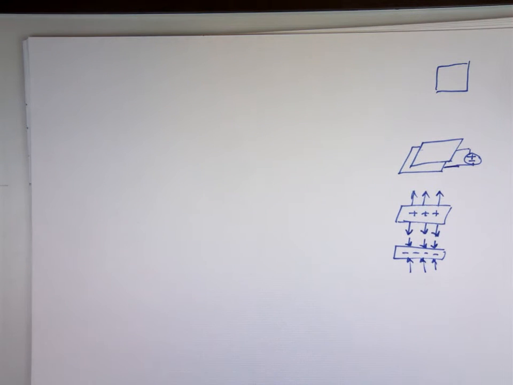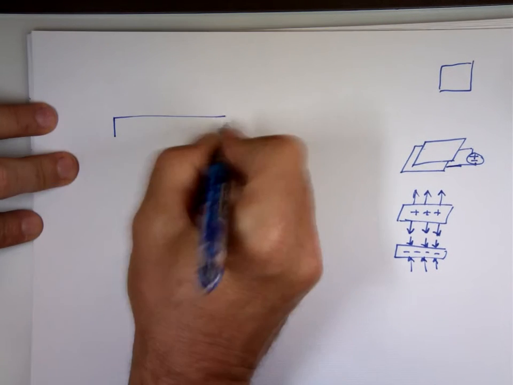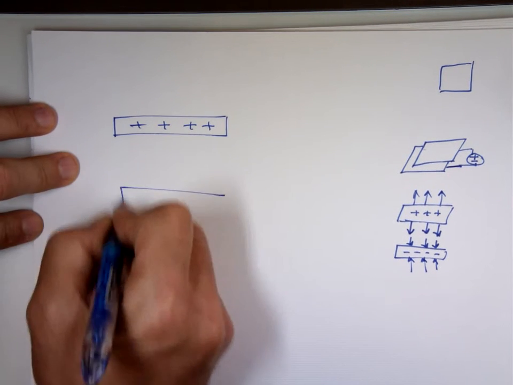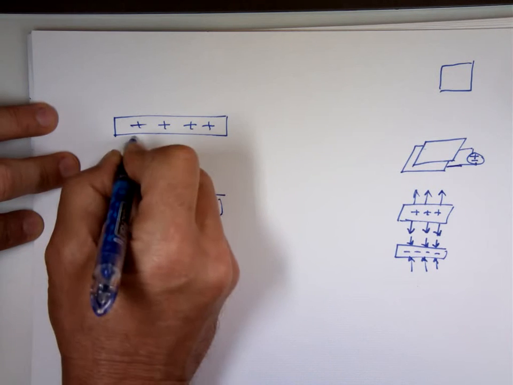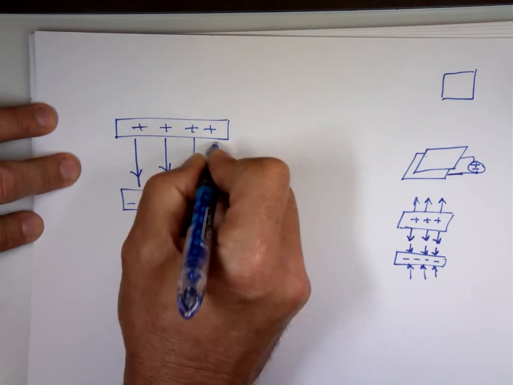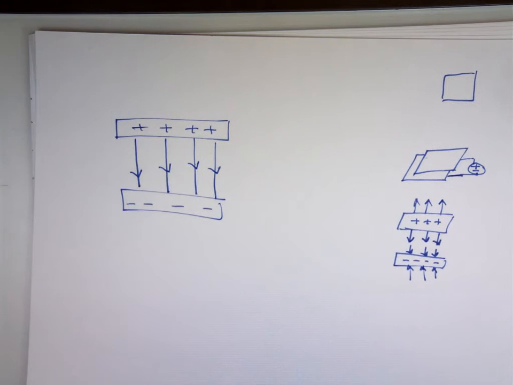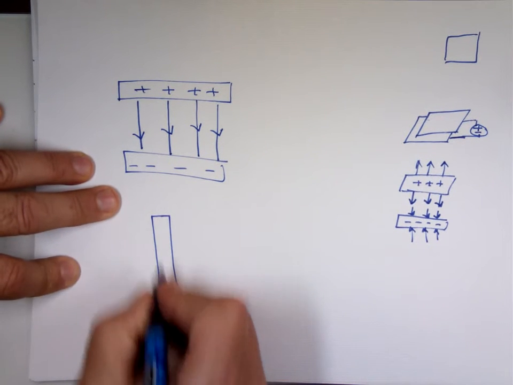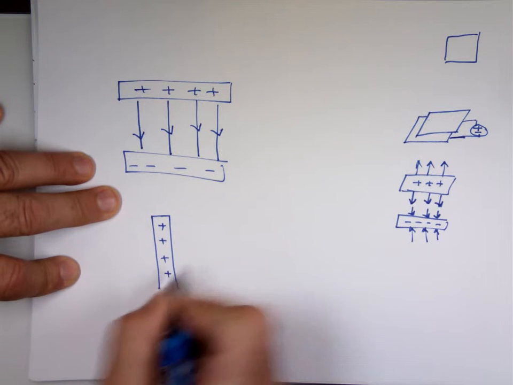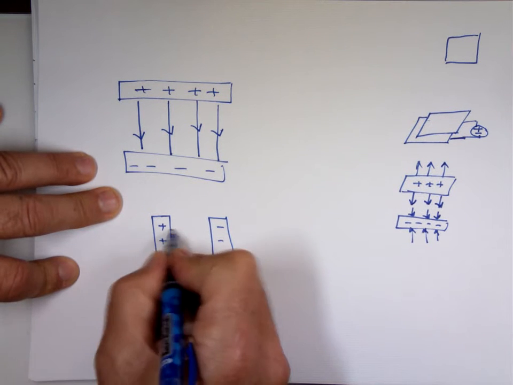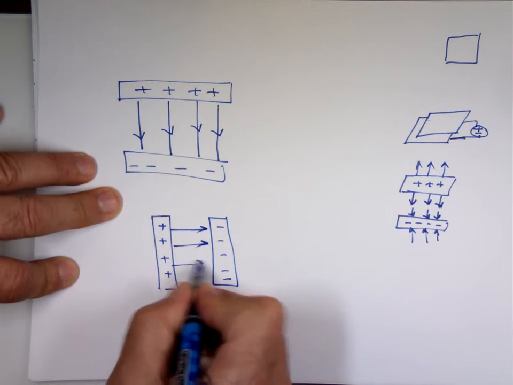I'm only interested between the two plates. Between the two plates, what I see is this is the plus charge here, and this is the minus charge. And I have a field going this way, from the plus to the minus. That's what we have. If my plates were standing up like this, the field would be going that direction. Always from the plus to the minus.